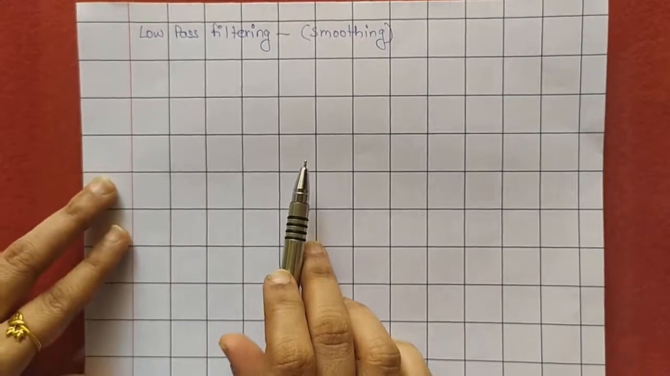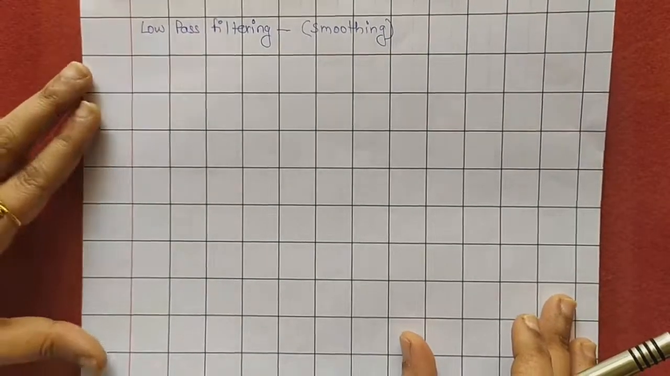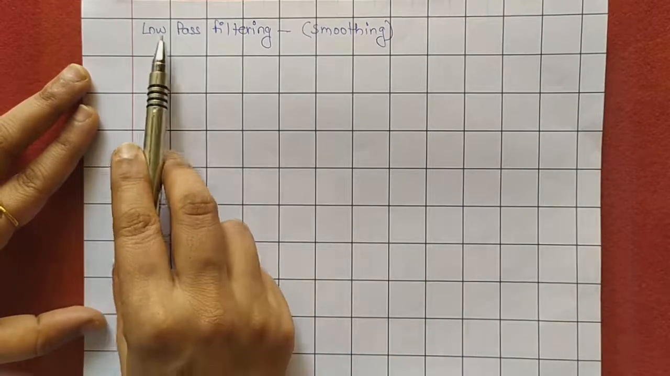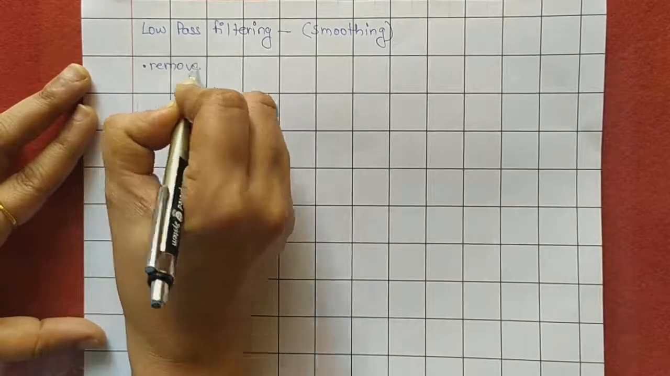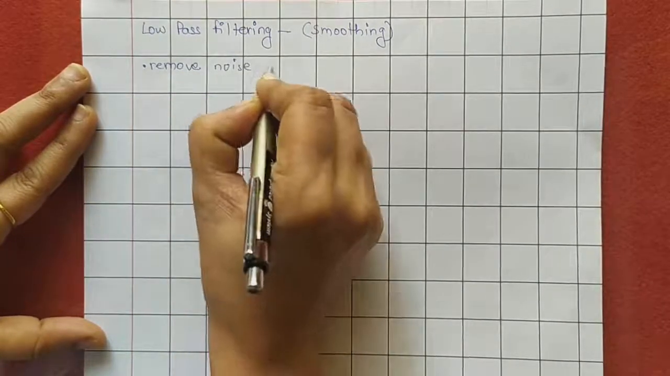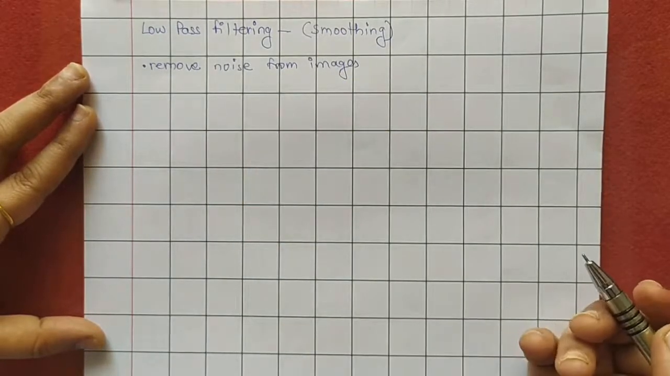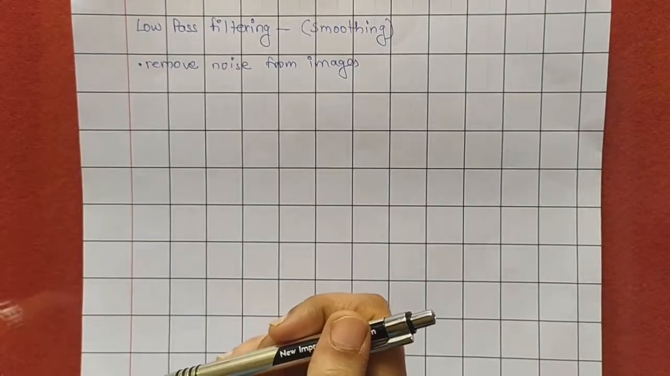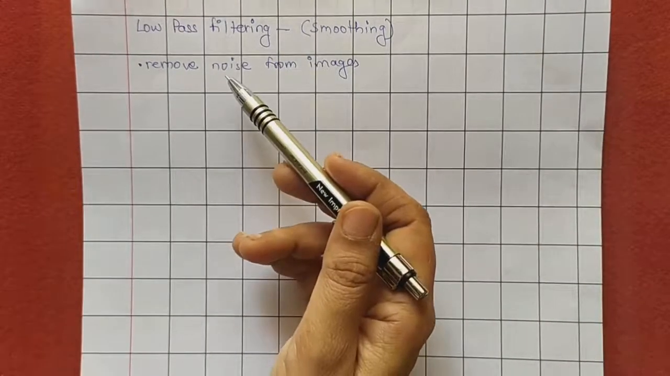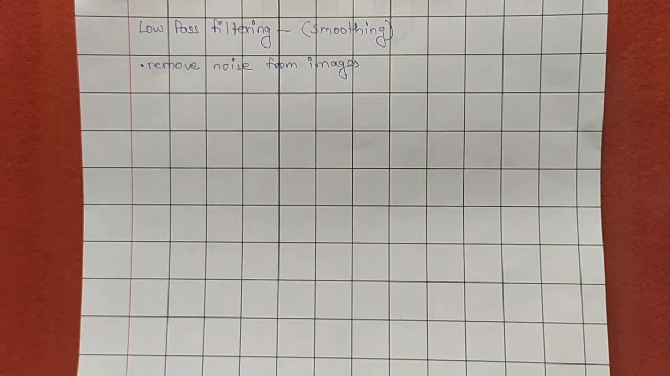So low pass filtering, as the name suggests, removes the high frequency content from the image, and generally low pass filtering is used to remove noise from the image. So noise can be removed from images with the help of low pass filtering. This low pass filtering has different types, like low pass averaging filter, low pass median filter, etc.